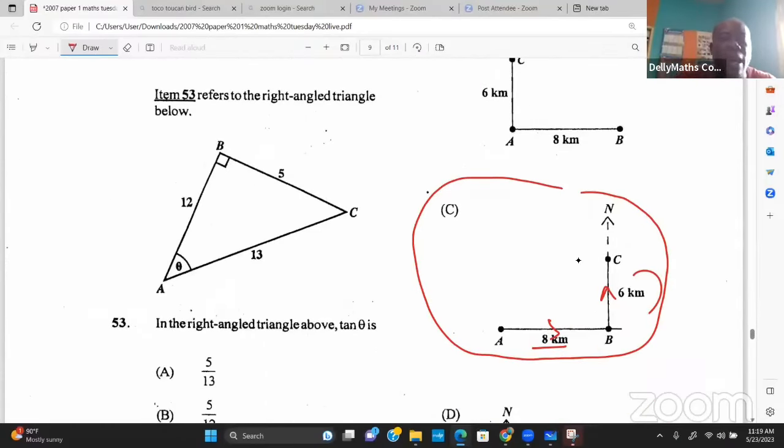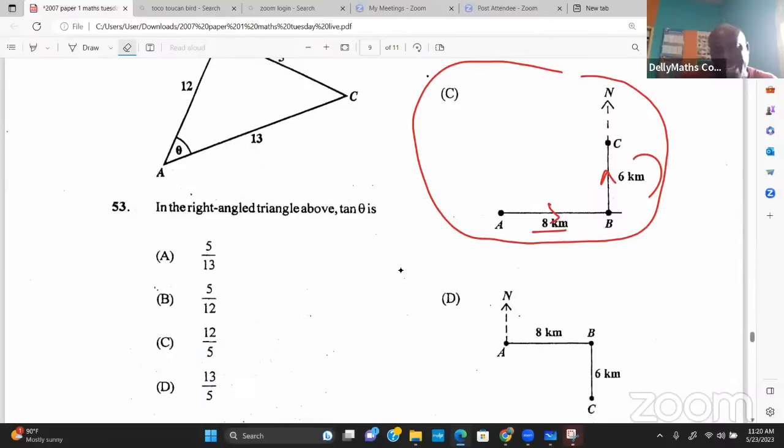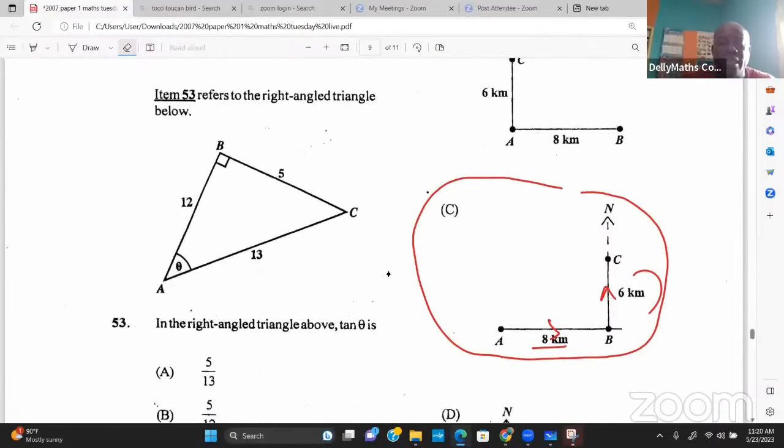It says item 53 refers to the right angle triangle below. All right. So we're looking at that. All right. So we have 5, 12, 13, and we have an angle right there. All right, fine. All right, let's see what they want. It says in the right angle triangle above, tangent theta is what? Tangent of theta is what?